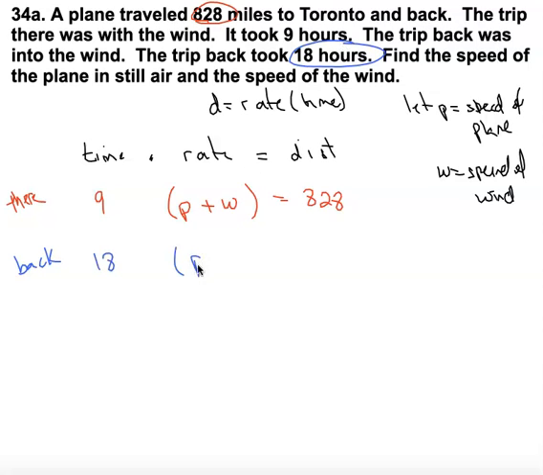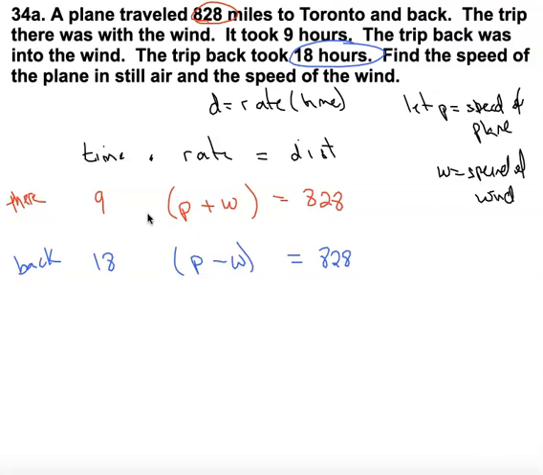The plane still had the same speed coming back, but the overall rate of this plane was changed by the wind, right? The wind slowed it down because you're going against the wind this time, so the overall rate is not the same as going there. Going back had a smaller rate, going there had a larger rate. But the distance was the same, assuming they had the same path, okay?